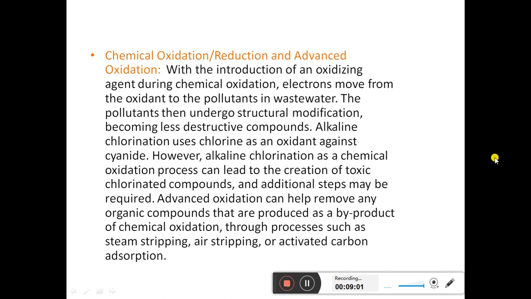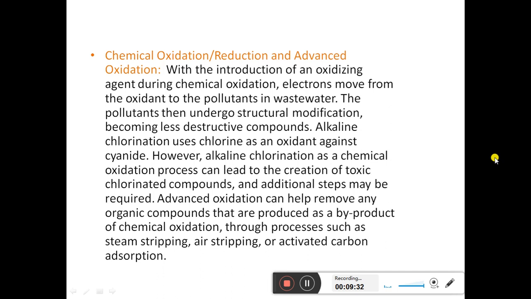The next is chemical oxidation or reduction and advanced oxidation. With the introduction of an oxidizing agent during chemical oxidation, electrons move from the oxidant to the pollutants in the wastewater. The pollutants then undergo structural modification, becoming less destructive compounds. The alkaline chlorination uses chlorine as an oxidant against the cyanide.